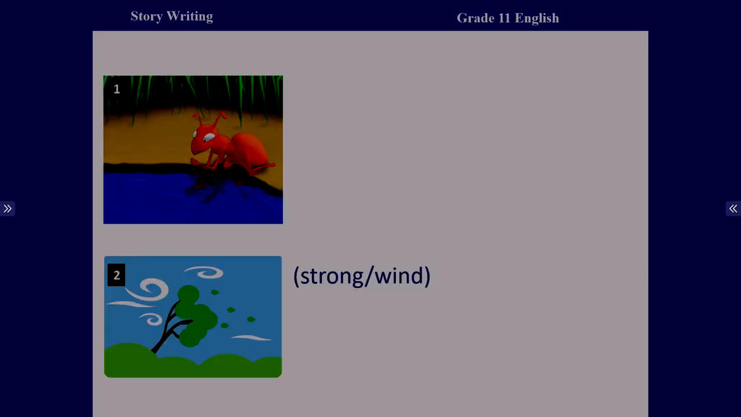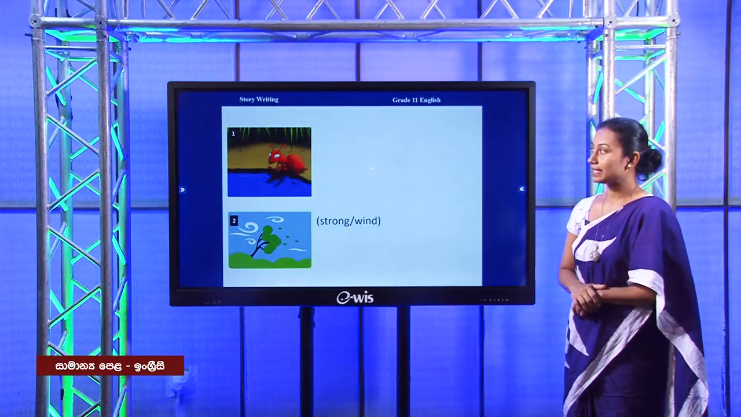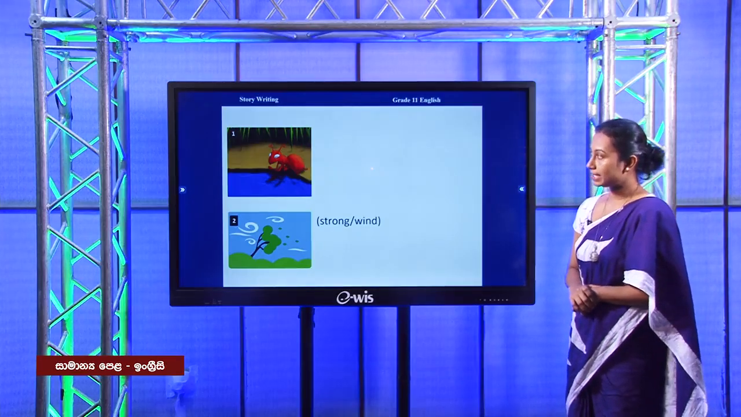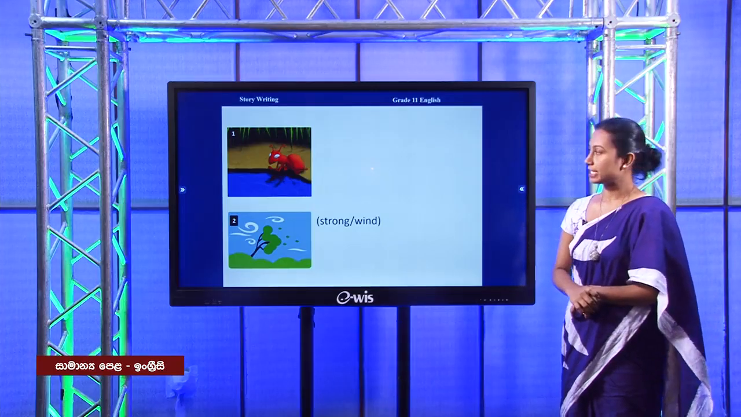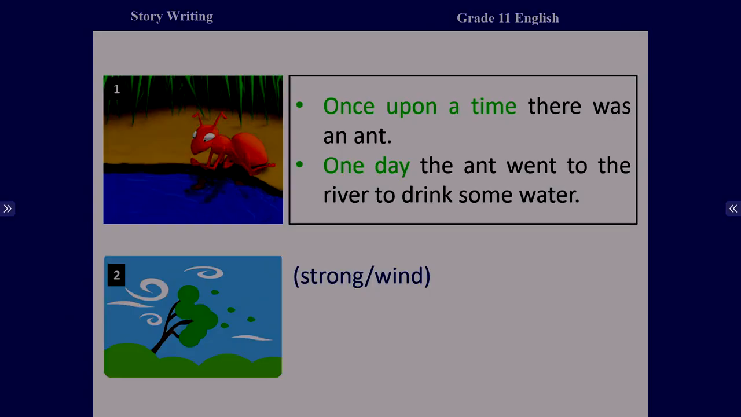What can you see in the first picture? There is an ant and the ant is on the river bank. I'll show you my first two sentences. This is how I began the story. Once upon a time, there was an ant. So this is the opening line of the story. One day, the ant went to the river to drink some water. So these are the two sentences I wrote for the first picture.